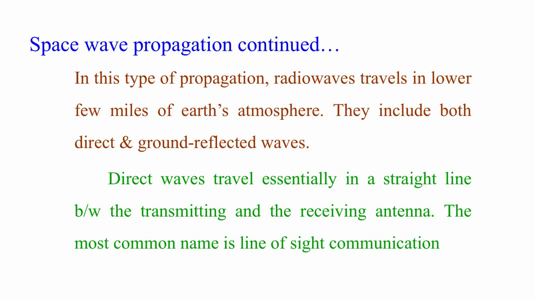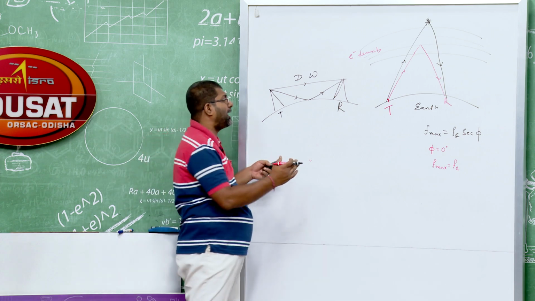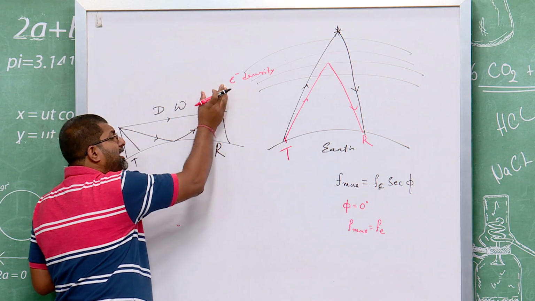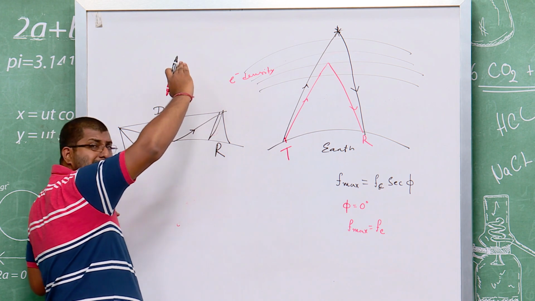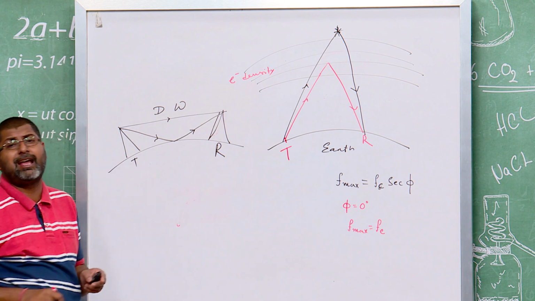It includes a direct and a ground reflected wave, and sometimes it is known as direct line of sight communication. Here the strength of the signal at the receiving antenna depends on two parameters. One, the distance between these two antennas, and the second is whether the direct and ground reflected waves are in phase or out of phase. Suppose they are out of phase, then the height of the receiving antenna can be increased or decreased to make these two waves reach there in phase.